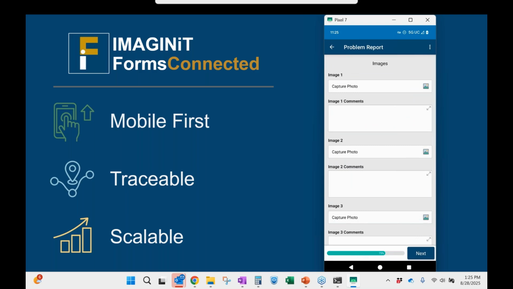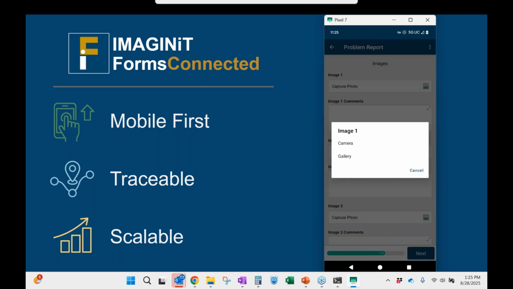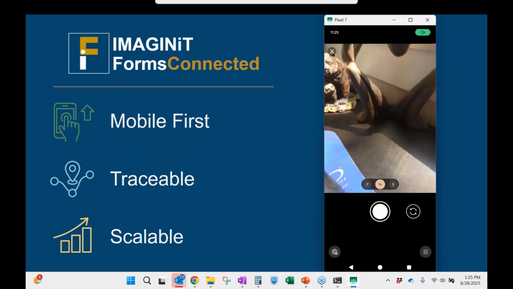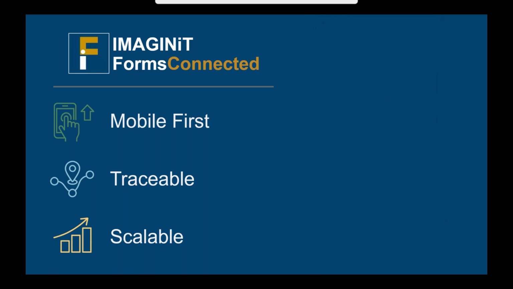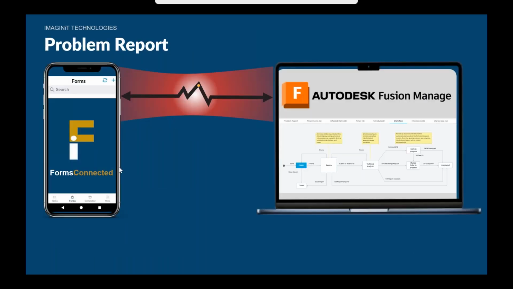You're also able to capture photos. These can be both from your gallery or your camera. Just can capture an image, capture the photo. I'm able to submit the form, and again, it's going to be working through a very similar process to what I showed on the previous slides. FormsConnected, you're capturing the problem report. As soon as the problem report has been submitted, it notifies the key stakeholders.